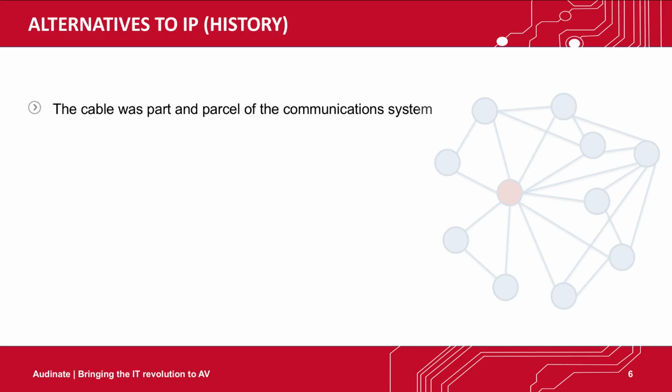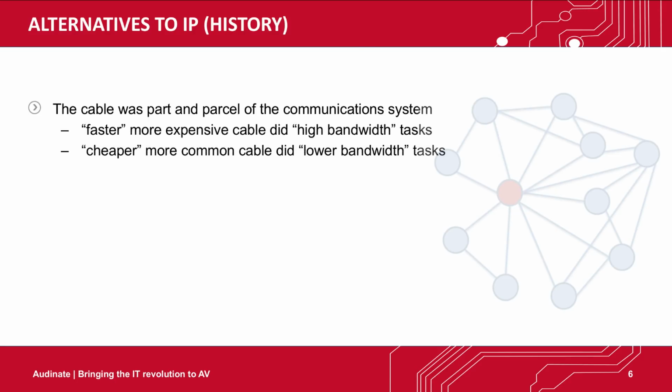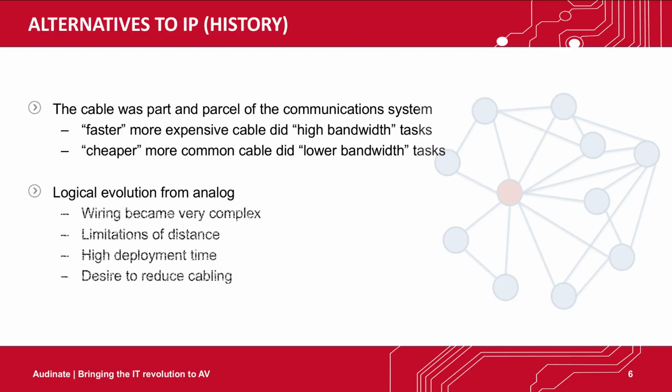Cables used to be part and parcel of the communication system under this model. Faster, more expensive cables did high bandwidth tasks, while cheaper, more common cables did the lower bandwidth tasks. As the industry started to evolve within the analog world, people started running into complications. Wiring then became complex. Limitations of distance became more and more apparent. Deployment time started to increase, and this eventually led to the desire to reduce cabling.